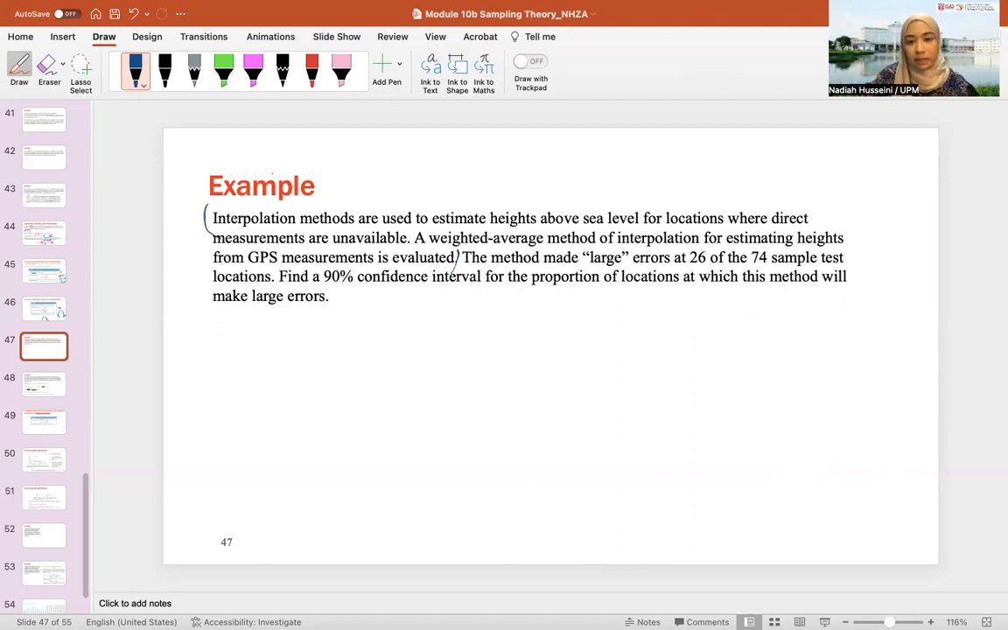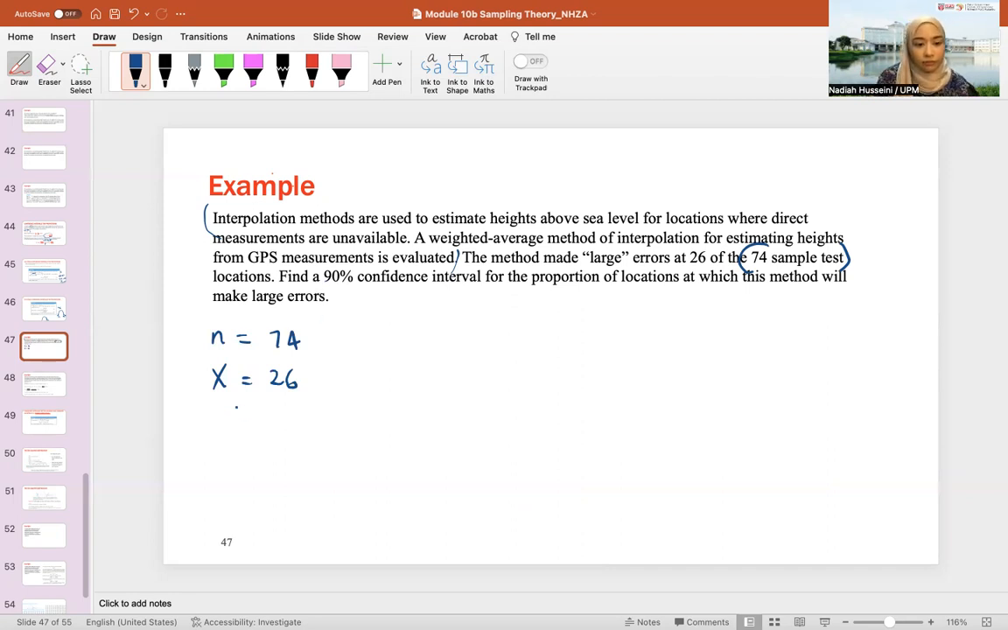The method made large errors. This method that we're using made errors at 26 of the 74 sample test locations. So 74 is your sample test location. We already know that this is going to be n. And then the method made large errors at 26 out of the 74. So this is going to be your x, if we are assuming the x is the success, or like the main question.